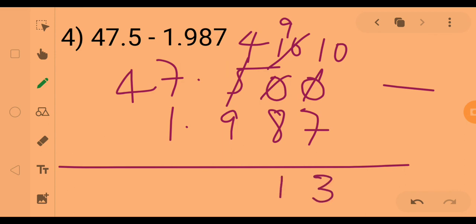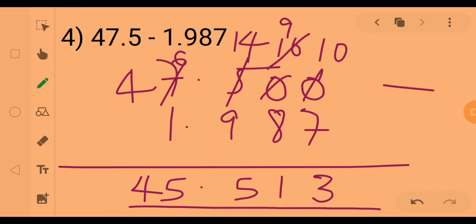8 from 9 is 1. 9 from 4 we borrow 1 from 7. 7 becomes 6 and this 4 becomes 14. So 9 from 14 difference is 5. Then decimal point, 1 from 6 difference is 5, then 4. So the difference is 45.513.